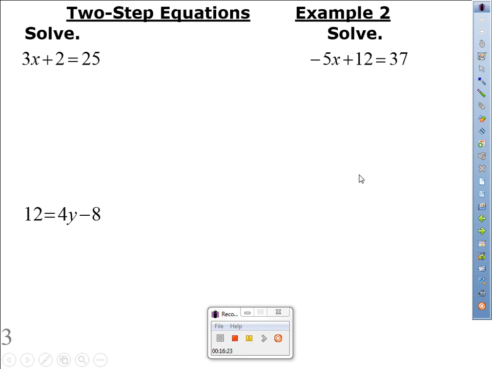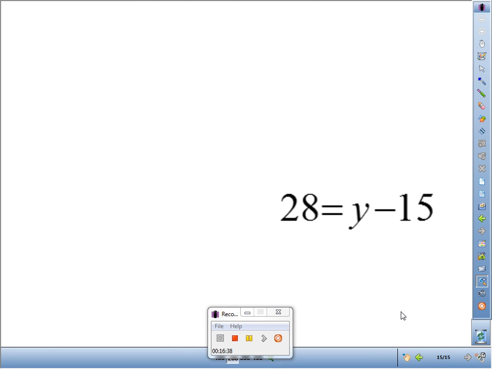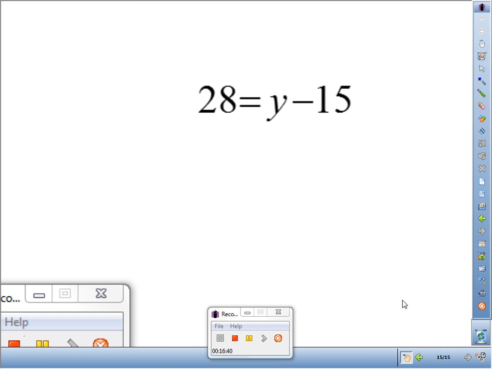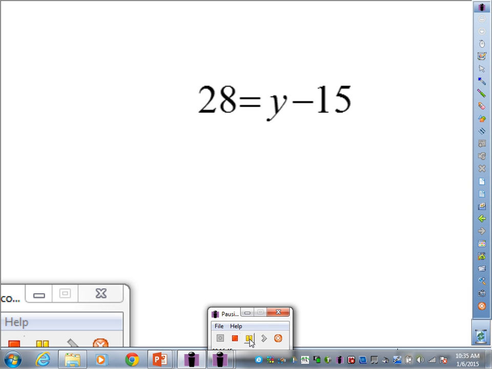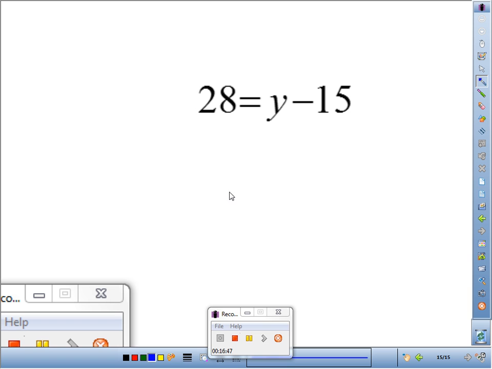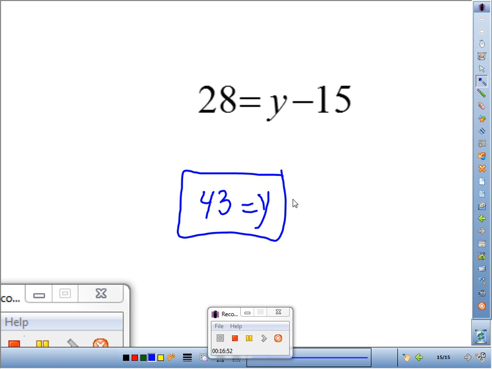Copy this one. 28 equals y minus 15. It's still example 2, and this one is an actual one-step equation, if you notice. It shouldn't take you long. Go. Okay, hands if you got 43 equals y. That is correct. So, we're good with these, right? Okay, let's move on.